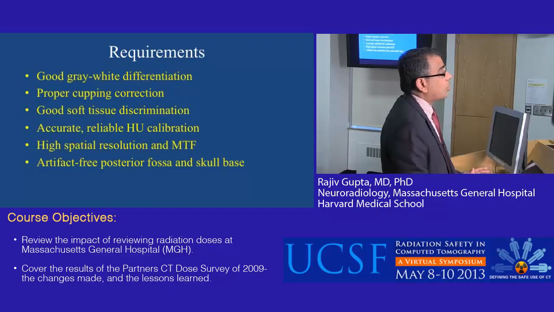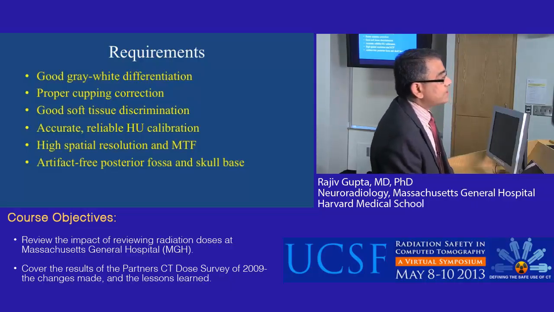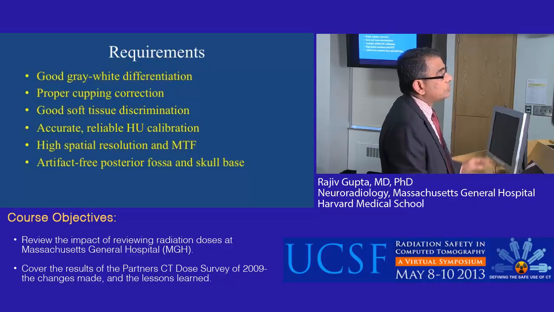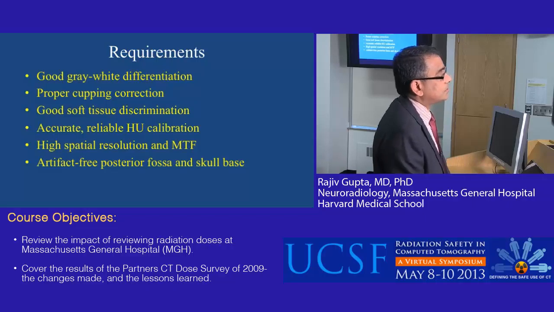So if you were to summarize all the requirements, what we see is that we need good gray-white differentiation, proper cupping correction, good soft tissue discrimination, accurate and reliable Hounsfield calibration, very high spatial resolution and MTF, and reduction in artifacts in the posterior fossa as well as elsewhere within the visualized brain. Even though I've shown these requirements with examples from neuro imaging, they are across the board. These are requirements that are needed in all parts of the body.